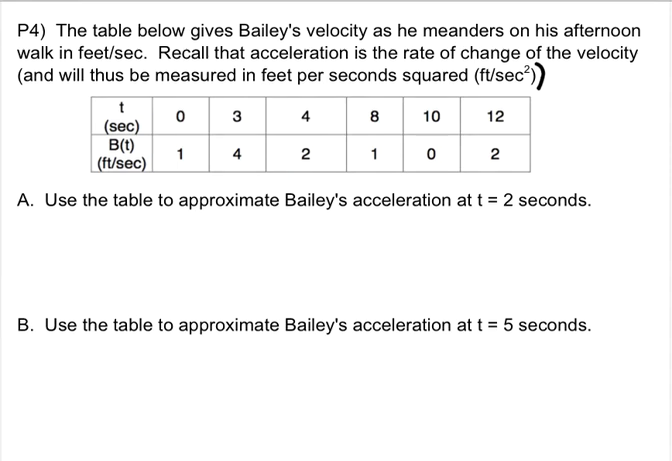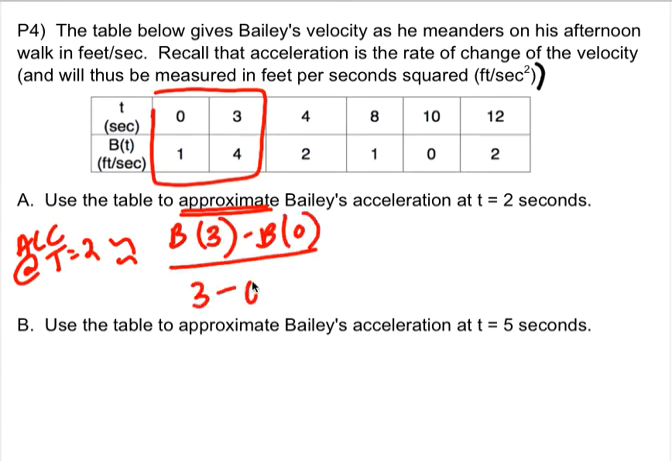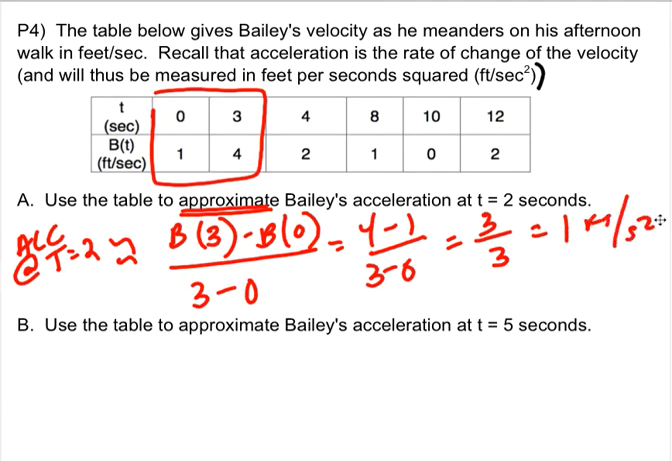So we're going to use this table to approximate Bailey's acceleration at 2 seconds. So again, you'll see that 2 doesn't show up on the table, but they didn't ask for the exact acceleration, which we're going to learn how to find. What they asked for was the approximate acceleration. So his acceleration at t equals 2 is going to be approximately Bailey's velocity at 3 minus Bailey's velocity at 0 over 3 minus 0. So that's going to be a 4 minus 1 over 3 minus 0, which is a 3 over 3, or 1 foot per second squared. Meaning, it's early in the walk, he's accelerating, he's moving faster, he's got lots of energy, even though he's an old dog.